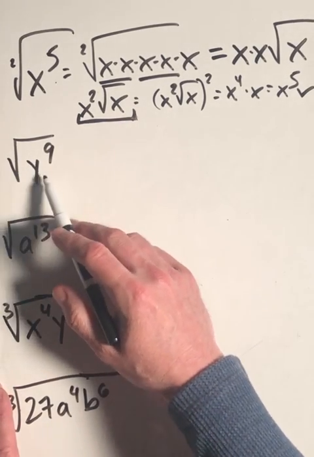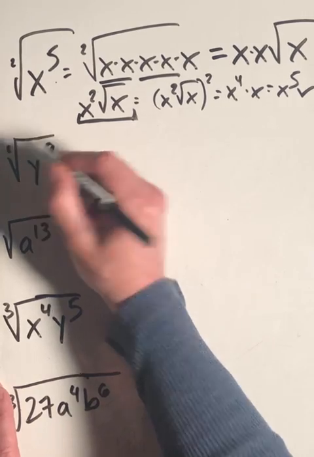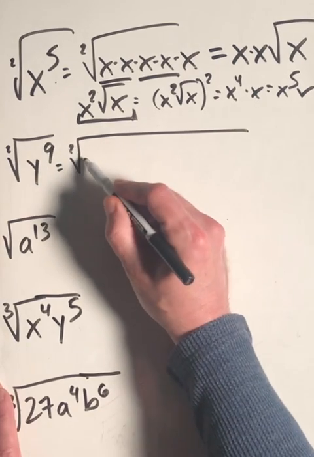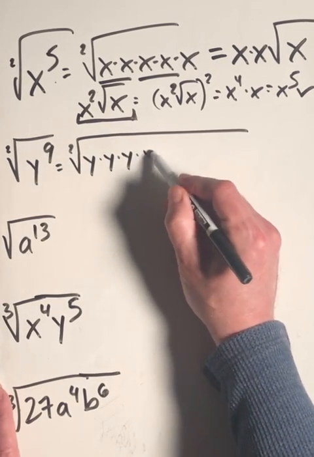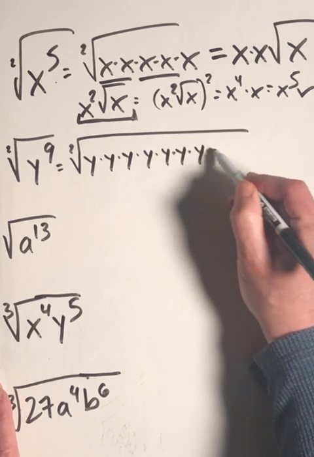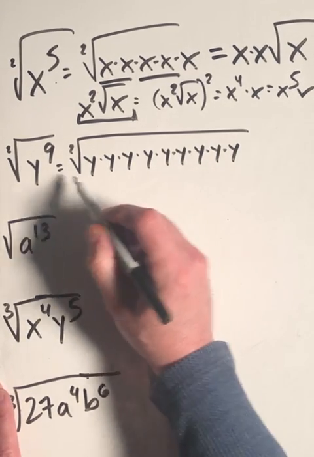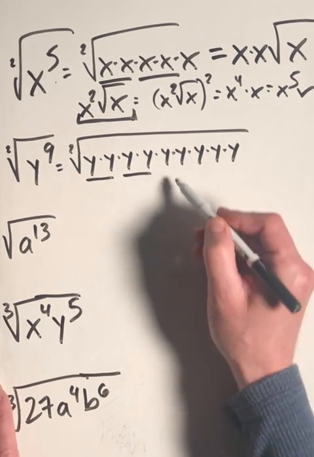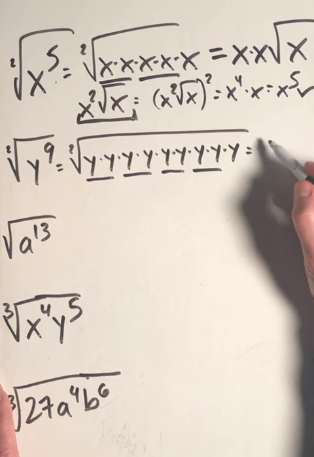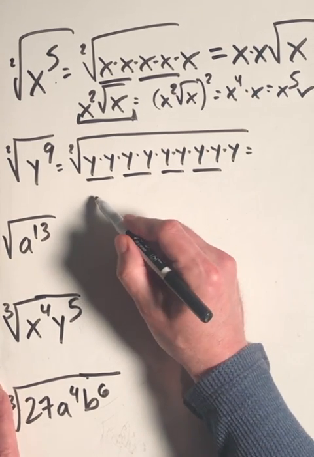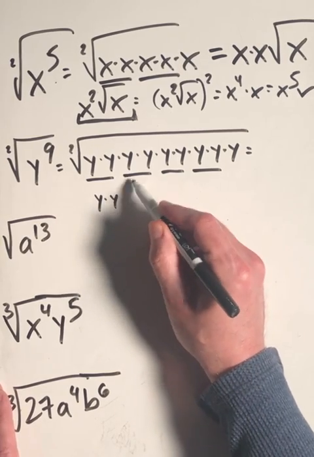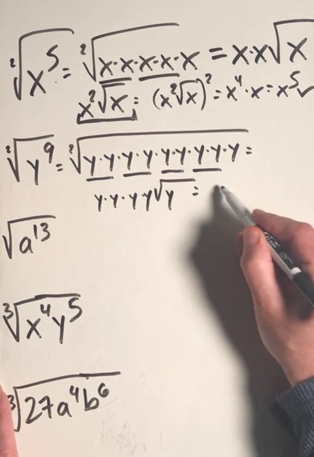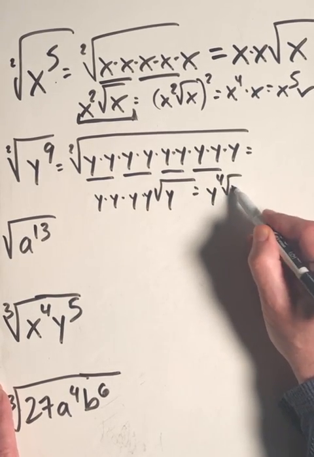Same thing here. We have the square root of y to the 9th. There is no index indicated, so we have to assume it's a 2. So y to the 9th is really looking at a string of 9 factors of y, and I'm looking for groups of 2. So 1, 2, 3, 4, 5, 6, 7, 8, 9. I've got 4 groups of 2. So for each of those, I get a y outside. So this is going to be 1, 1, 1, and 1. And they're going to be outside, and there's going to be 1 left over. So that's going to be y to the 4th radical y.